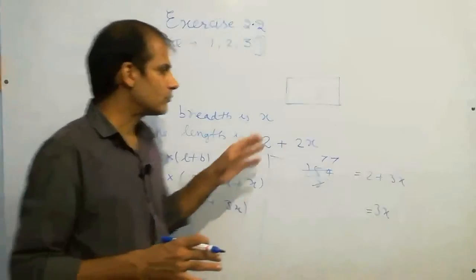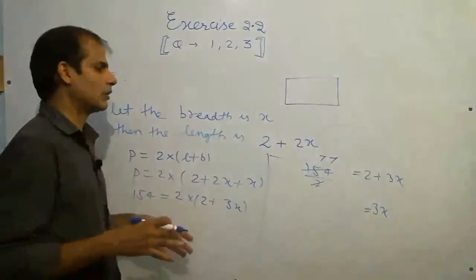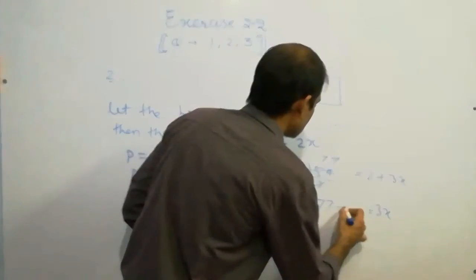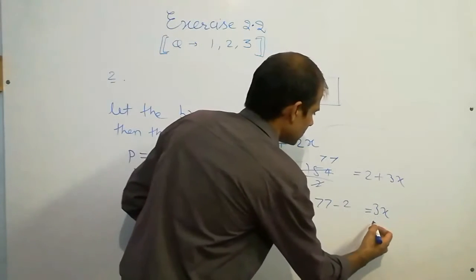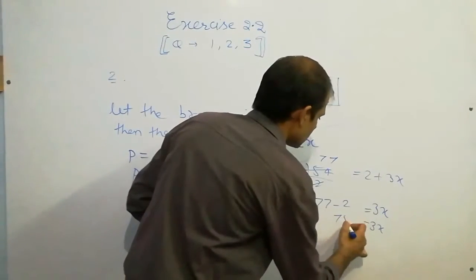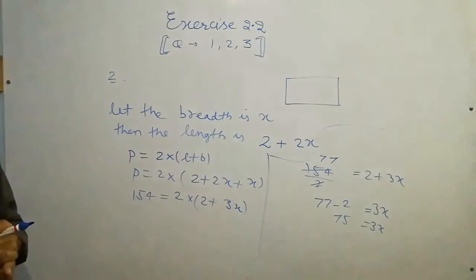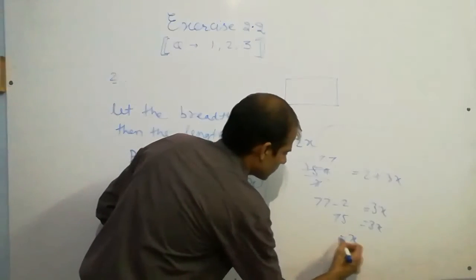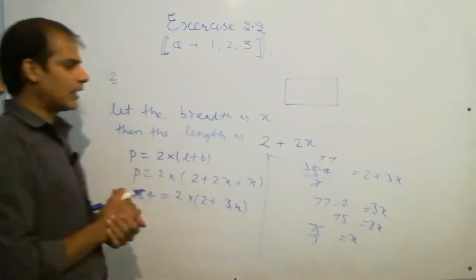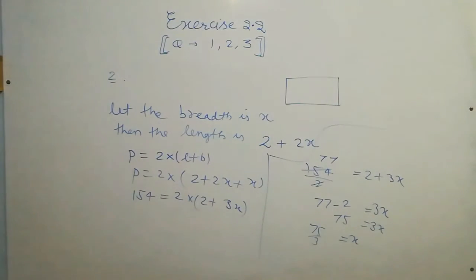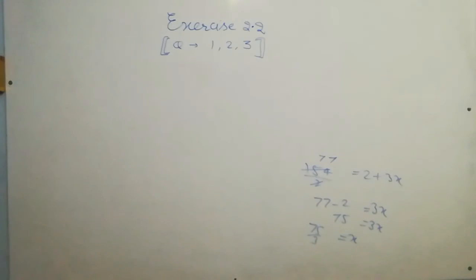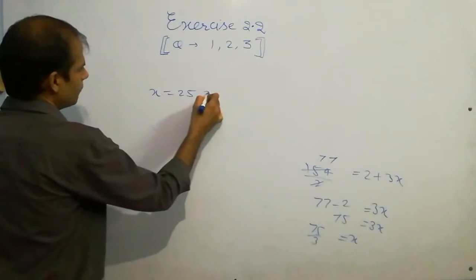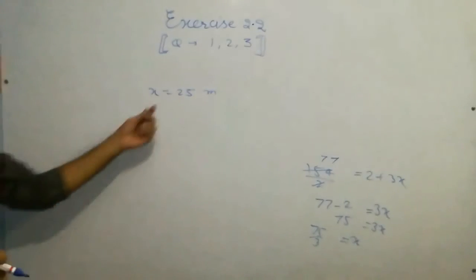It doesn't matter whether the variable is on the left side or right hand side. So 3x will be 77 minus 2 because 2 is transferred to the other side, and it is 3x equals 75. Now what is x? x will be 75 upon 3, that is 25. So I am going to erase this. Finally we have found x is 25 meter.